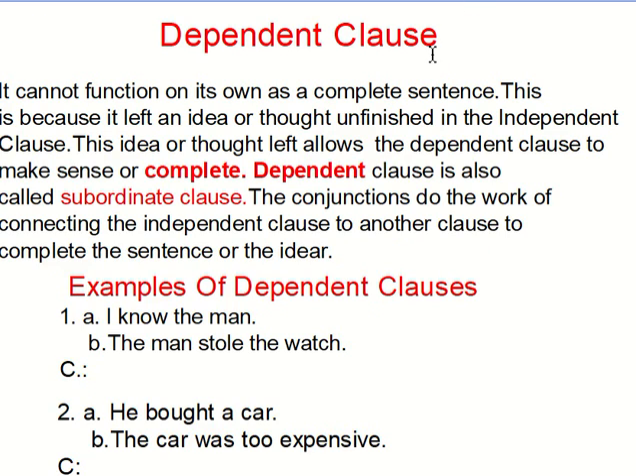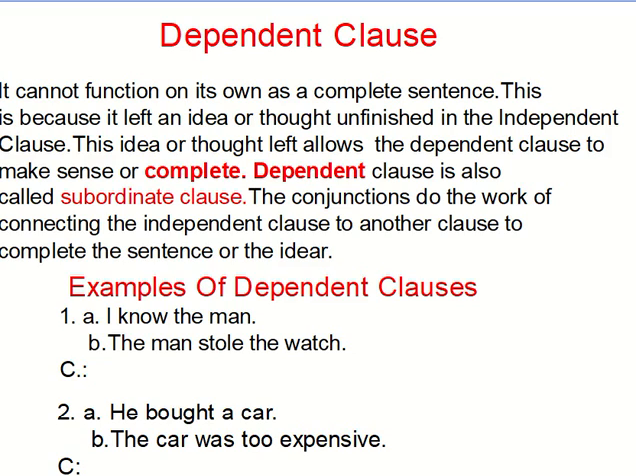dependent clause. What then is a dependent clause? It is a kind of sentence which cannot stand on its own as a complete sentence. This means that a sentence of this kind is not a clause. Why? Because it doesn't make sense. Because we said that every clause or every sentence must make sense. So if it's supposed to make sense, then everything about it should be in order.